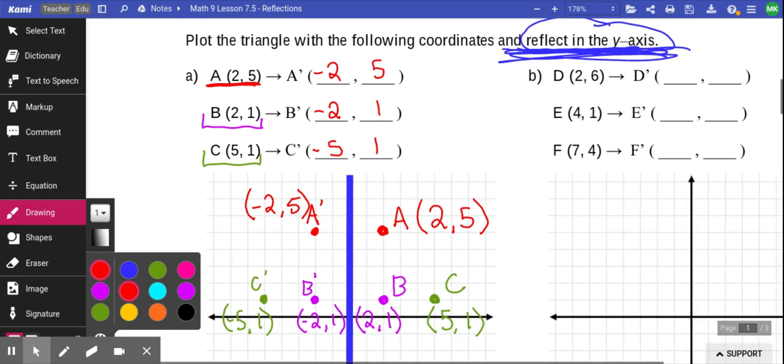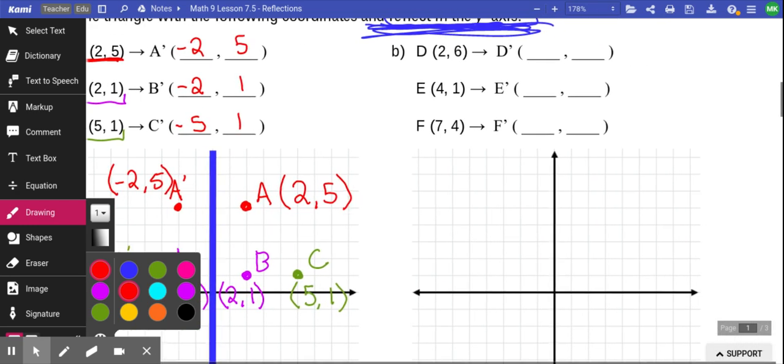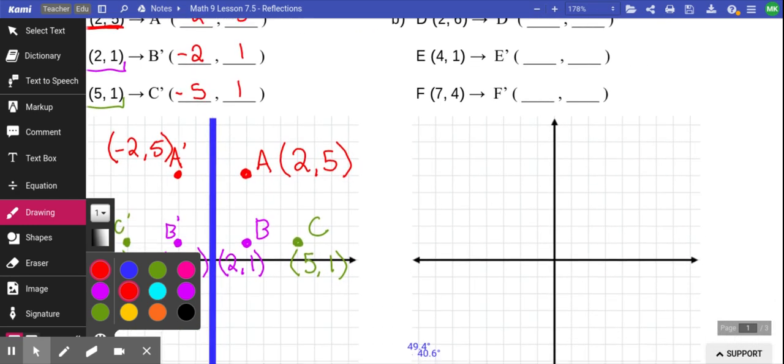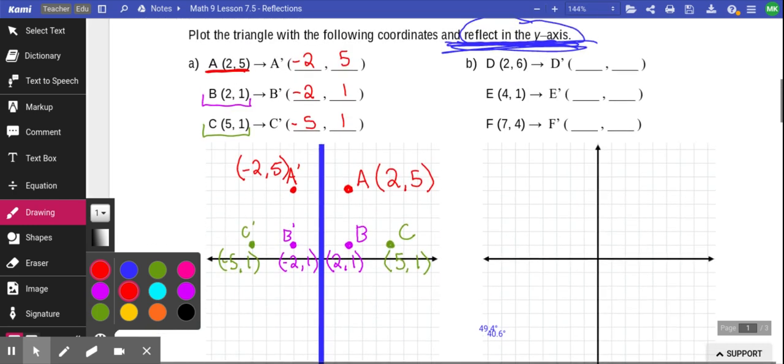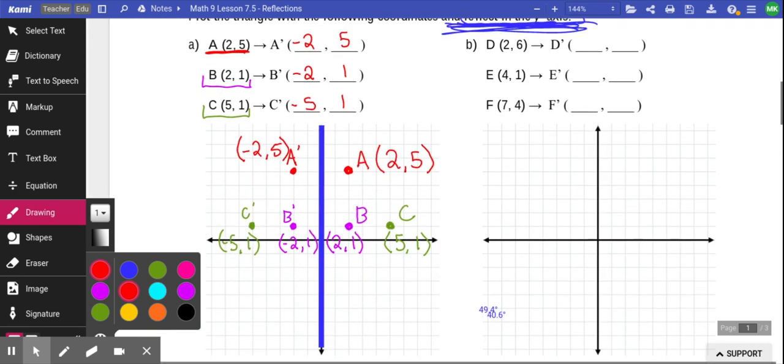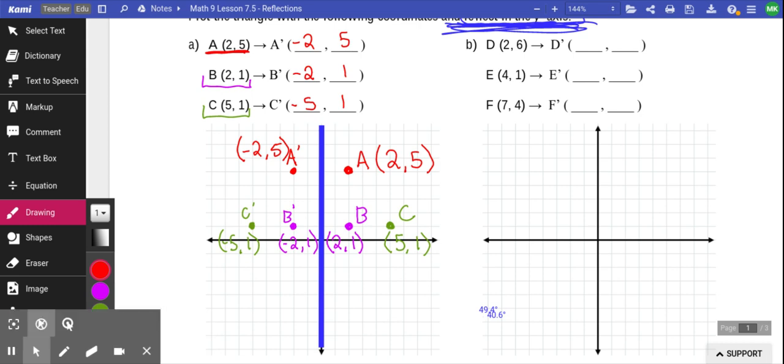I want you to go ahead and try to plot D, E, and F on this picture over here, and then reflect them in the y-axis, or about the y-axis. So pause, give it a try. Wonderful. Hopefully you paused and you gave it a try. I'm going to do color coding.